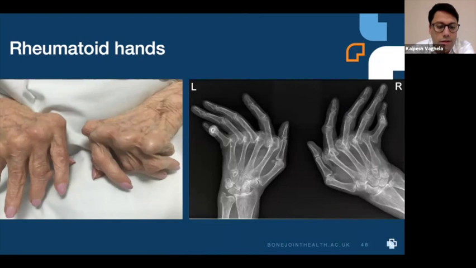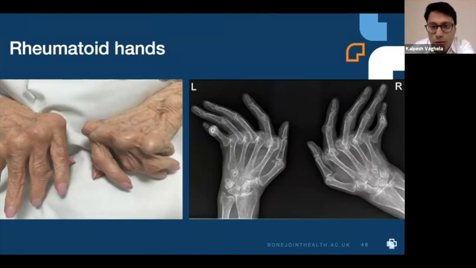So rheumatoid arthritis is an inflammatory condition of the joints of the hand and also all the joints in your body. It is characterized by IgM binding to IgG, and then creating something called rheumatoid factor, which causes synovitis and destruction of joints.